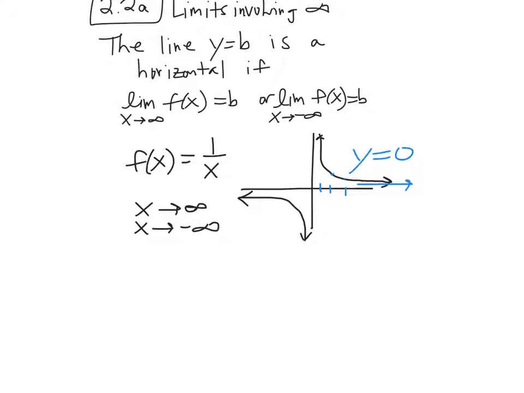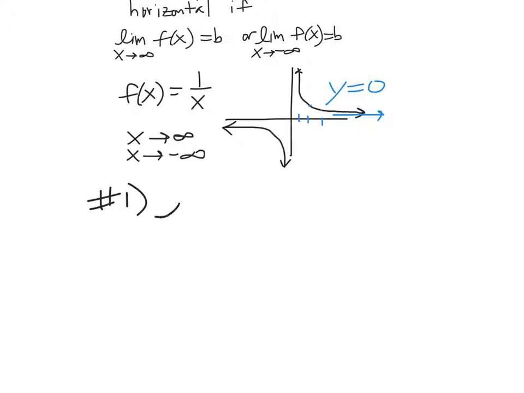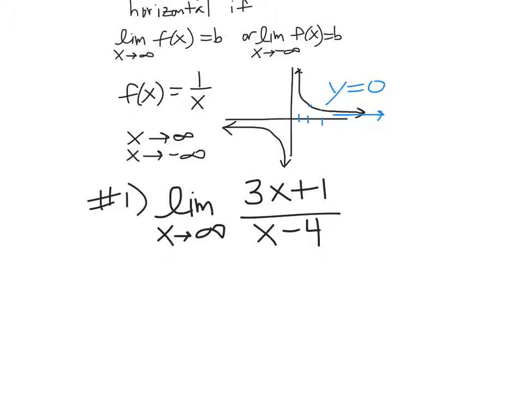All right, so we're going to do some tricky ones, though. They're not all going to be nice and fun. So let's try one. Number 1. Do you know your asymptote rules? No. Okay, let's do this one on our calculator, and then we'll go over the asymptote rules. The limit as x goes to infinity for 3x plus 1 over x minus 4.